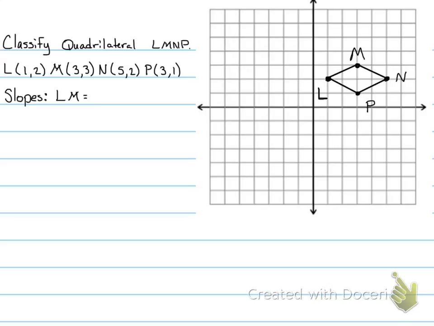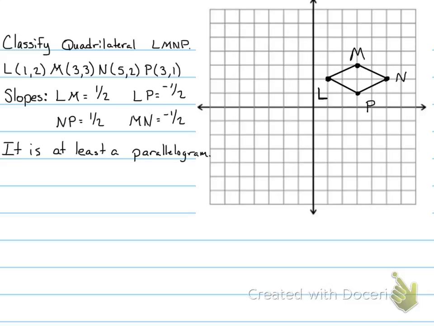If we're going to find the slope of LM, you'd rise 1 and then run 2, so that's 1 over 2. For NP, we start at P, we go up 1 to the right 2, so those two have the same slope, so those two lines are parallel. LP is negative because it's falling, 1 over 2, so it's negative 1 over 2, as well as MN. So based off that information, we know that it is at least a parallelogram.